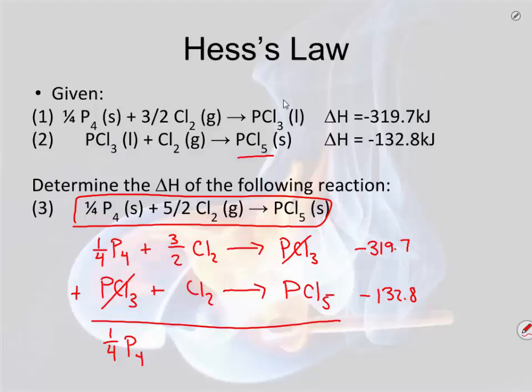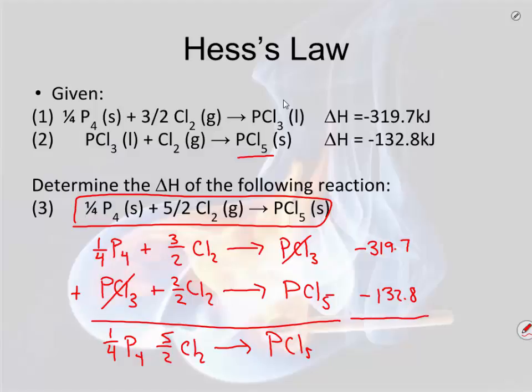I want to add these two fractions together. I'm going to rewrite it like this. So I get 3 plus 2 gives me 5/2 chlorines, and then PCl5. So I've rearranged my two given reactions to get my sum of my overall reaction. So this one was pretty easy. I didn't have to do anything to them.